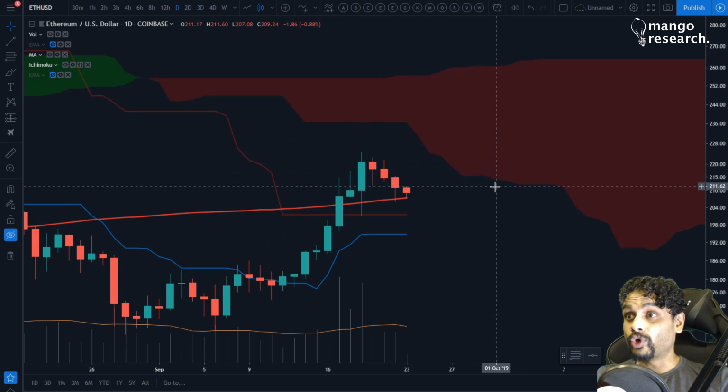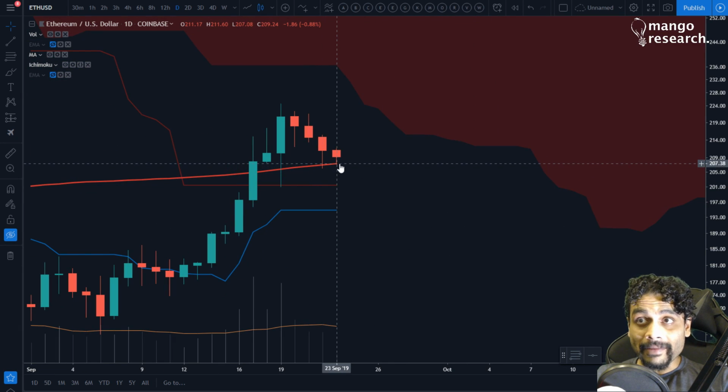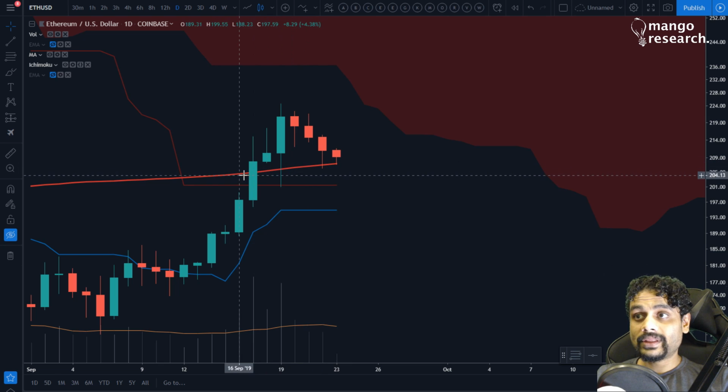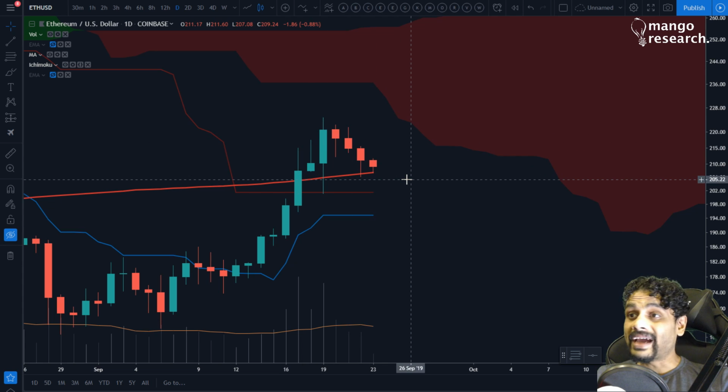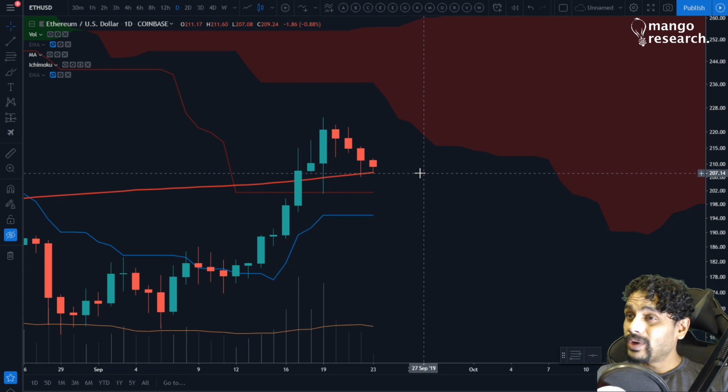You go ahead and turn on Ichimoku on the daily. As you can see, we have the 200 MA lining up with the price over here at around 207. As long as Ethereum holds this, we could see a bounce over here at any time. Now it's not looking pretty.